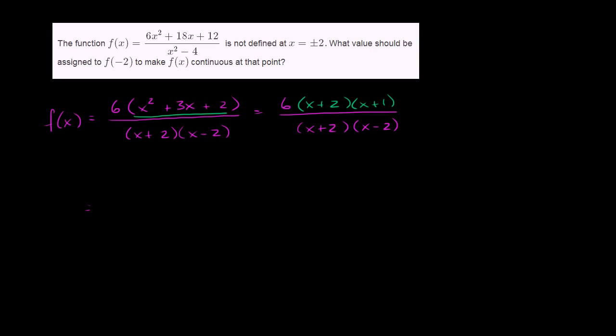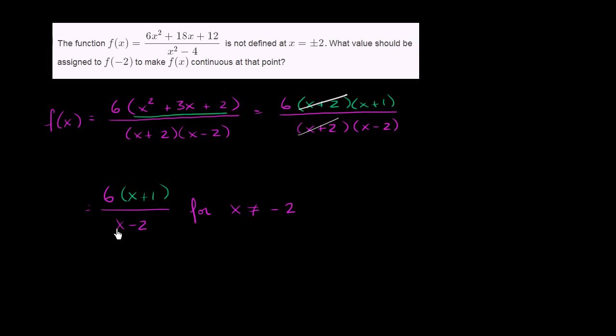So this is equal to 6 times, we're going to divide by x plus 2 in the numerator and x plus 2 in the denominator. So it's going to be 6 times (x plus 1) over (x minus 2). And we have to put the constraint here because now we've changed it. Now this expression over here is actually defined at x equals negative 2. But in order to be equivalent to the original function, we have to constrain it. So we will say for x not equal to negative 2.